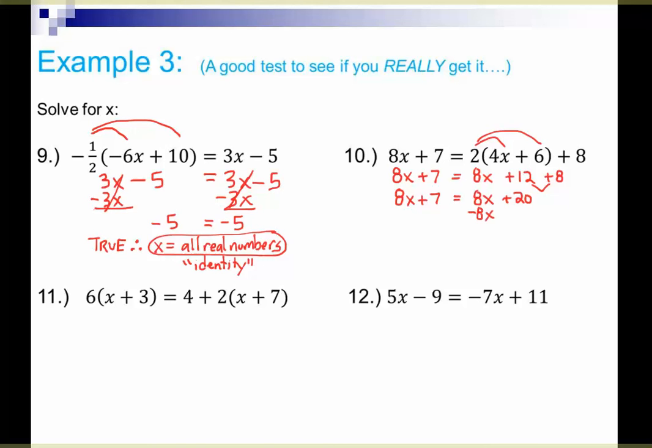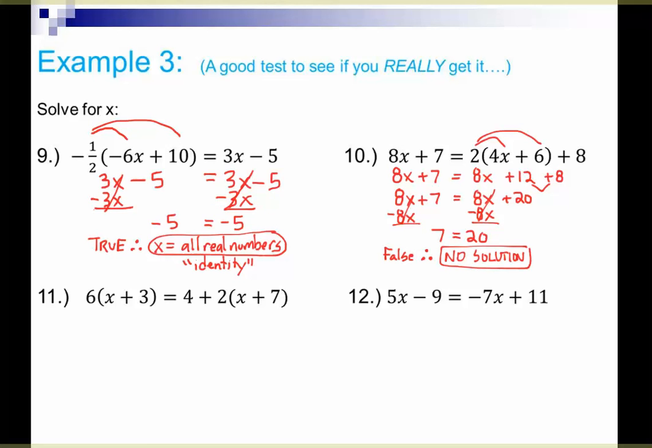Take away 8x, and you can see that this is another one of those funky ones. X's cancel completely, and you're left with 7 equals 20. So we're testing the veracity of that statement. Is it true or is it false? This one is false. And what does false imply? It's false, therefore no solution. So you could not find any values to plug in for x that are going to make a true statement. So hopefully you're 2 for 2 with numbers 9 and 10. Let's see what happens with number 11.